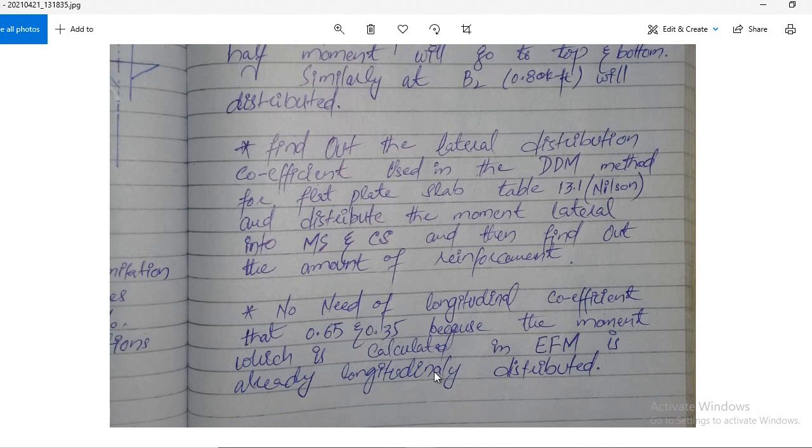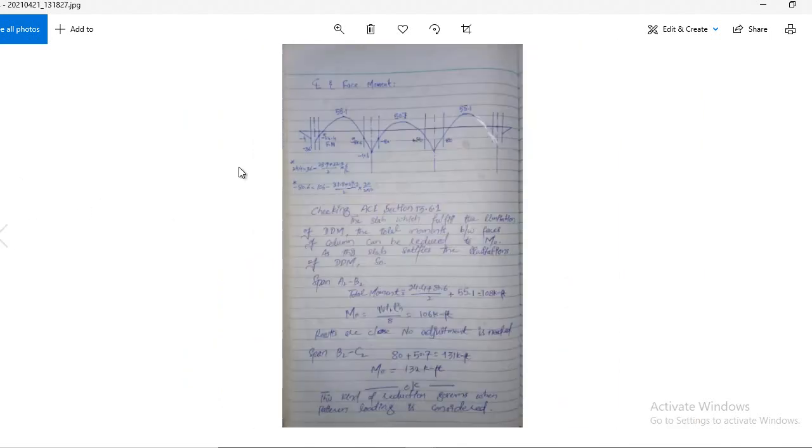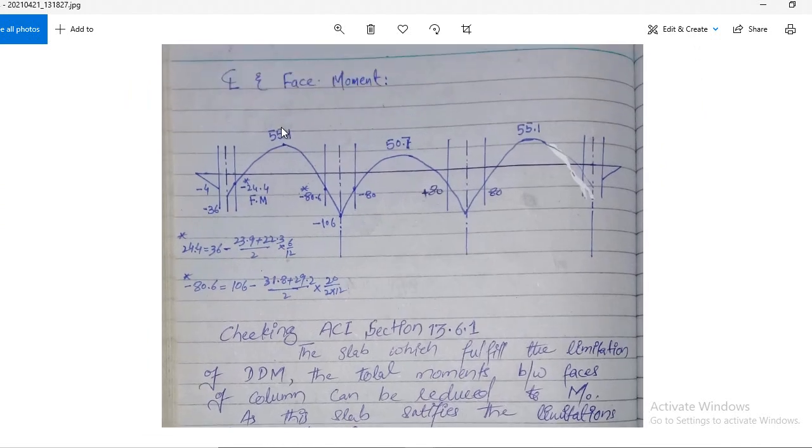Because the moments which we got here, you have to just distribute these moments laterally. These are our longitudinal moments, remember. And there are no beams, so these are the slab moments, and the slab is responsible for taking these moments because we have no beams. This is why this example is different from that one. You have to laterally distribute this moment, similarly this moment.